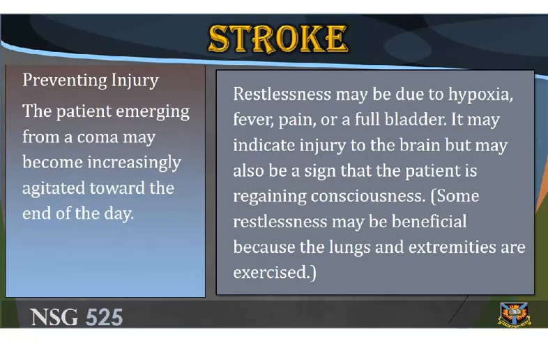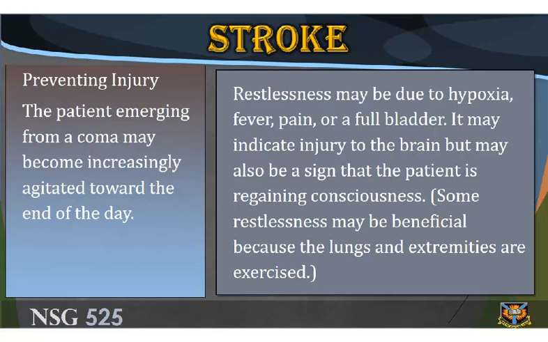Preventing injury. The patient emerging from a coma may become increasingly agitated toward the end of the day. Restlessness may be due to hypoxia, fever, pain, or a full bladder. It may indicate injury to the brain, but may also be a sign that the patient is regaining consciousness. Some restlessness may be beneficial because the lungs and extremities are exercised. Agitation may also be due to discomfort from catheters, intravenous lines, restraints, and repeated neurologic checks. Alternatives to restraints must be used whenever possible.